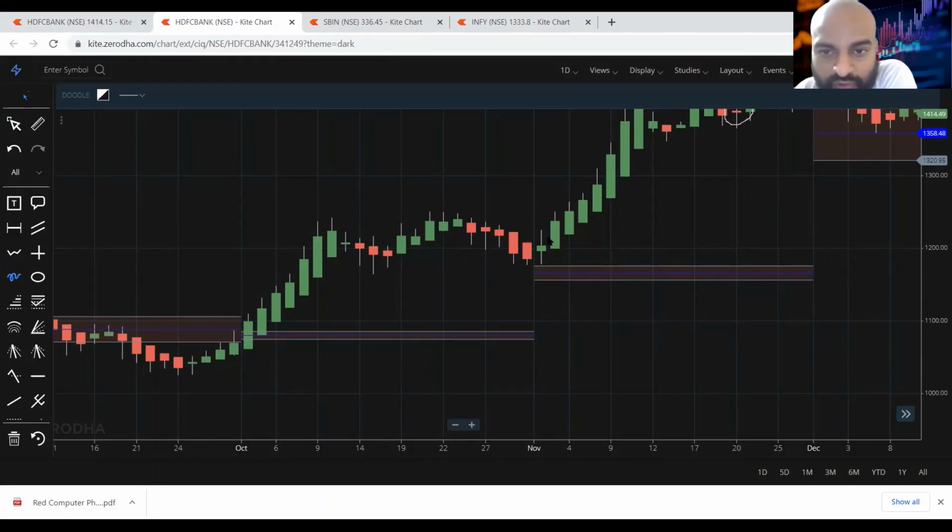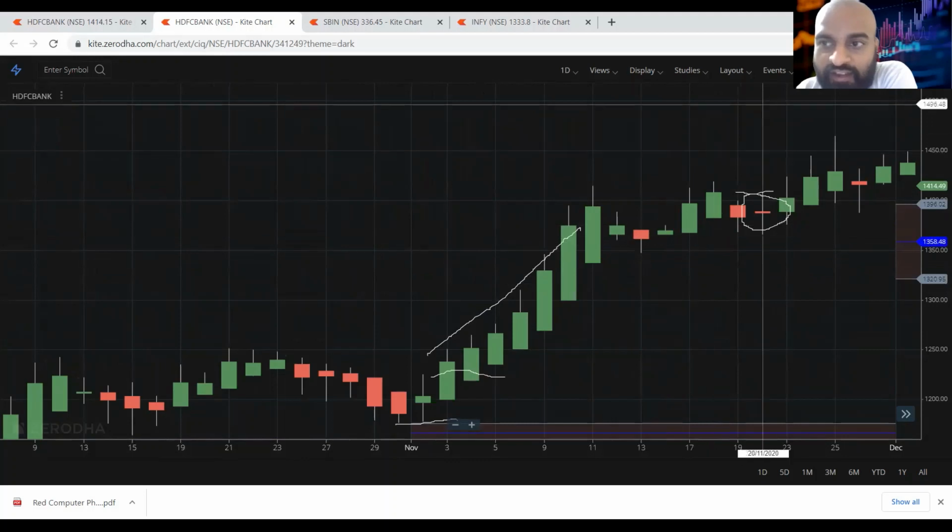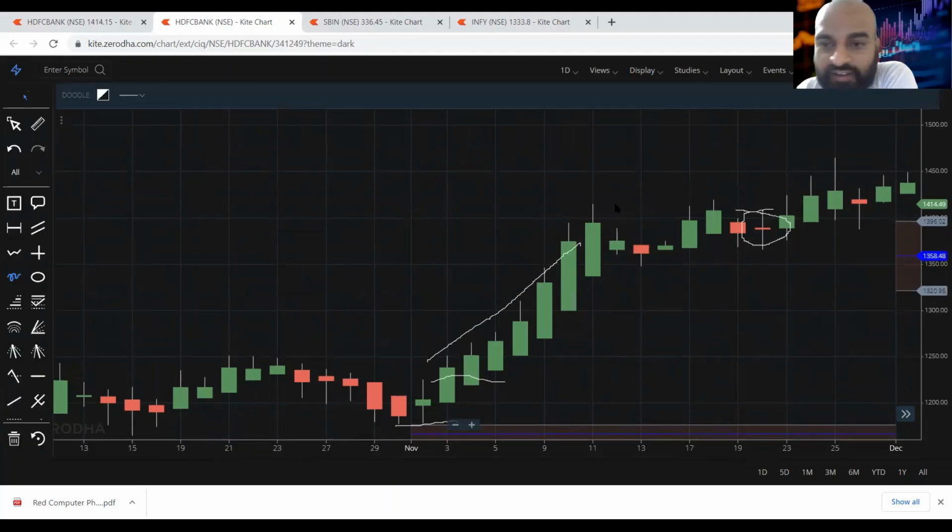You can enter somewhere in this range, and put your stop loss at the low of the CPR, and you can ride the entire uptrend. Again, it depends on the risk reward ratio, or you can look at the next immediate red candle. Whenever you see the next immediate red candle, you can exit the trade at that candle.